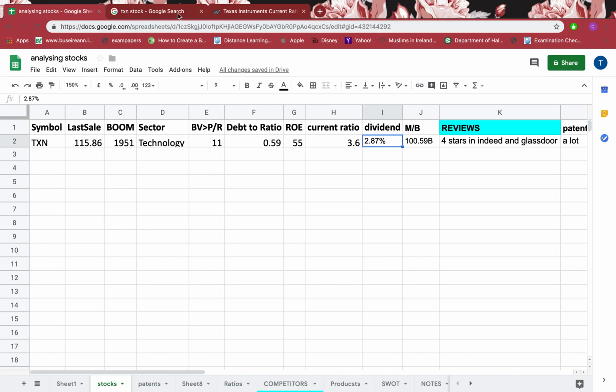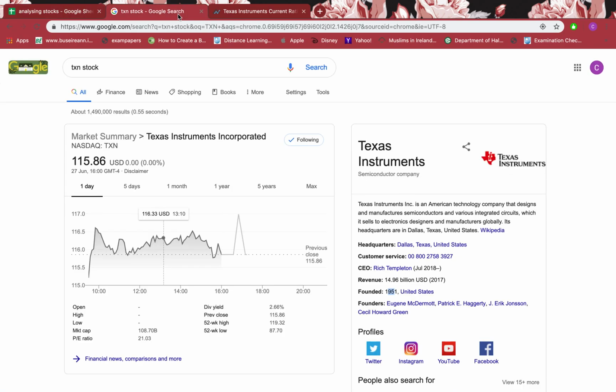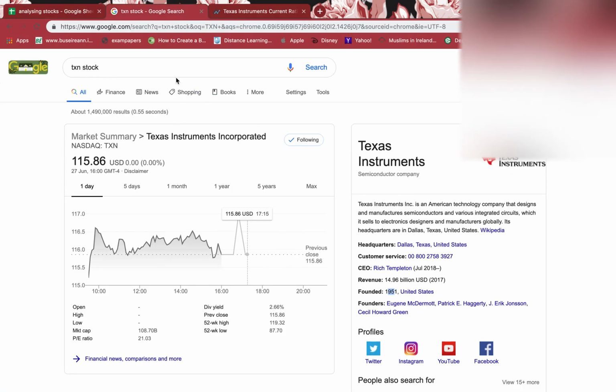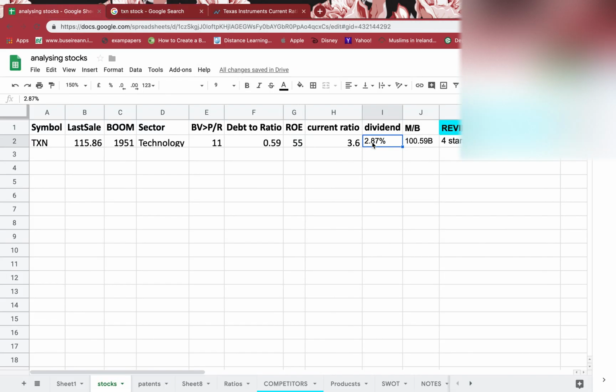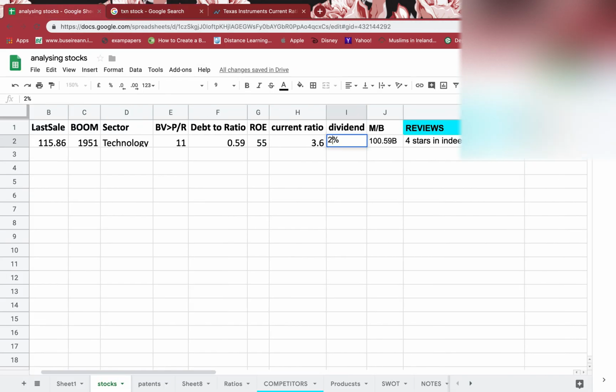Then the dividend. A company that pays a dividend shows that it is doing really well, because it makes enough money to pay dividends to shareholders. It gives extra money to shareholders, which means it is generating a lot of money. To check the dividends, you just type it in Google. You can see the dividend yield is 2.66%, which is really good. So I'll change that to 2.66 instead.